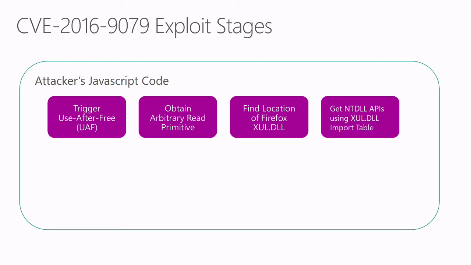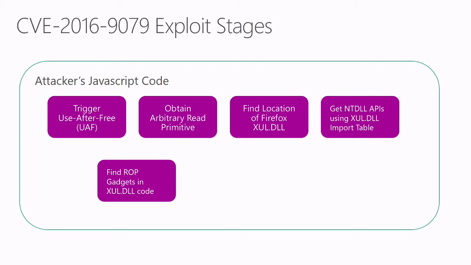So by reading memory, they find this one DLL that Firefox has called XUL. And from that DLL, they then look and see what APIs are imported. They know that for their exploit to work, there are some system APIs they want to be able to call that NTDLL implements. But instead of getting them directly from NTDLL, they do a level of indirection and go to this Firefox DLL that imports those APIs and use that import table as a way to find them.